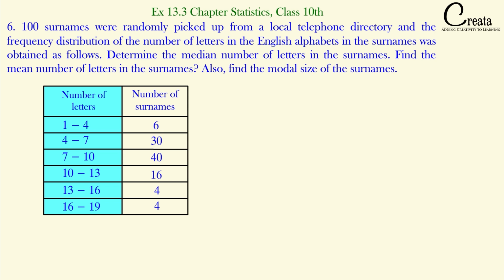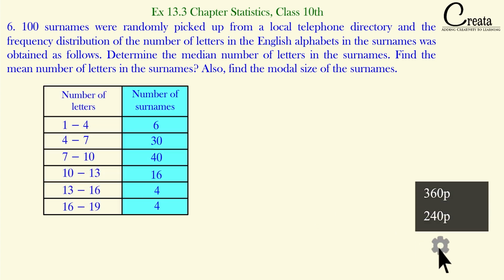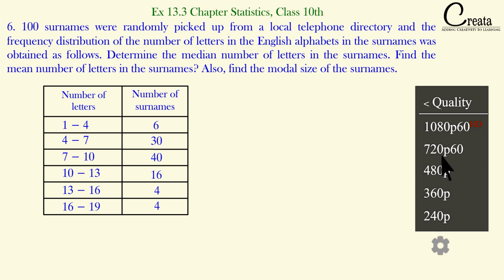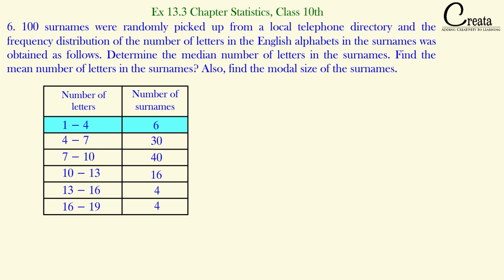In the first column, we have the number of letters. In the second column, we have the number of surnames. For example, 6 surnames have total letters from 1 to 4. Got it? We have taken the surname and calculated how many letters that surname has. For example, suppose the surname is Singh, S-I-N-G-H. It has 5 letters.